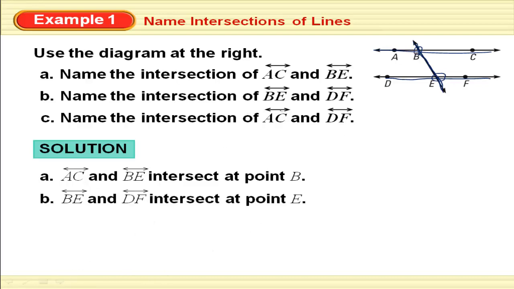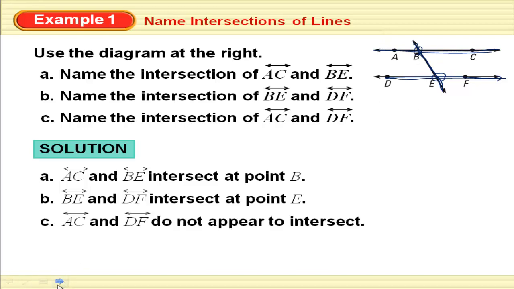And letter C is line AC and line DF. Here's line DF. Here's line AC. Notice that lines AC and DF do not intersect. They have no points in common.